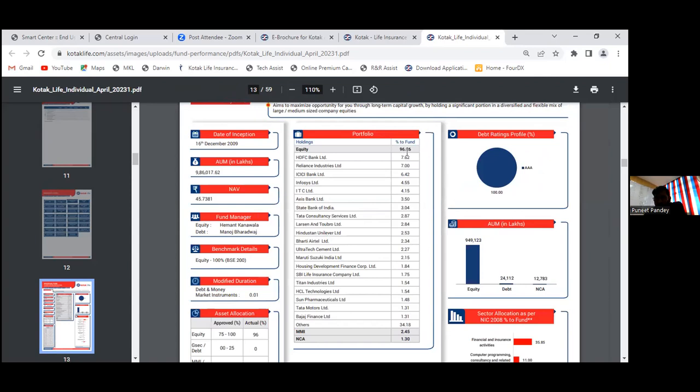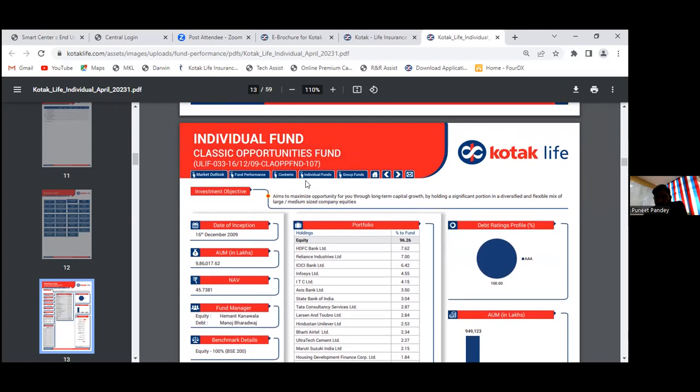Equity, 96.26% is the exposure. Where are we investing the money? In these top companies. So what's the date of this report, sir? Sir, this is the latest date. You can see, sir, this is April.